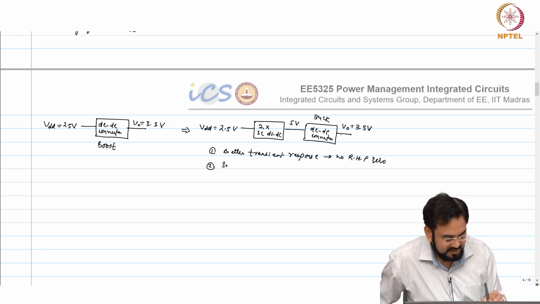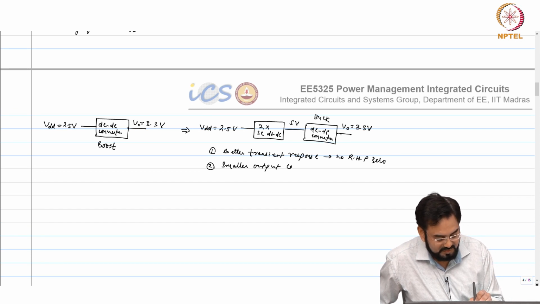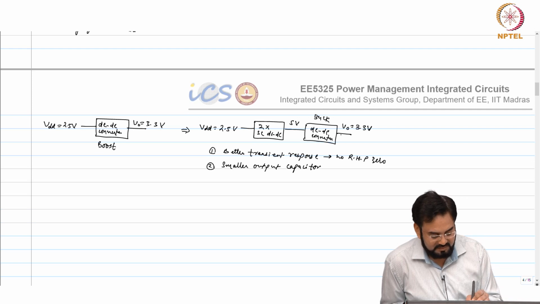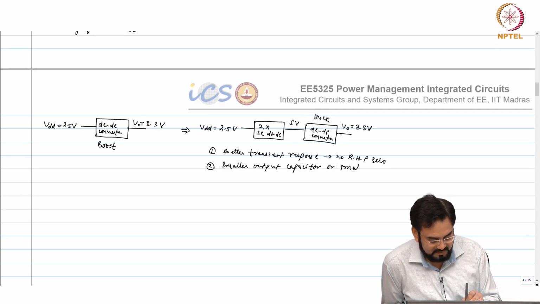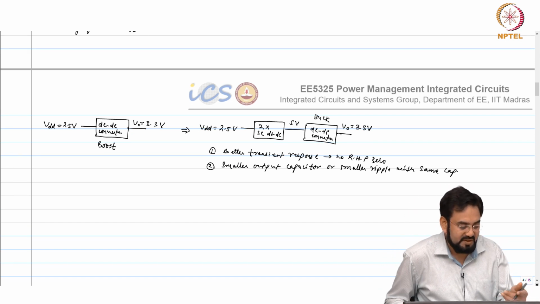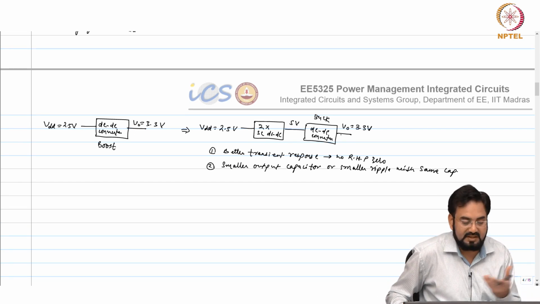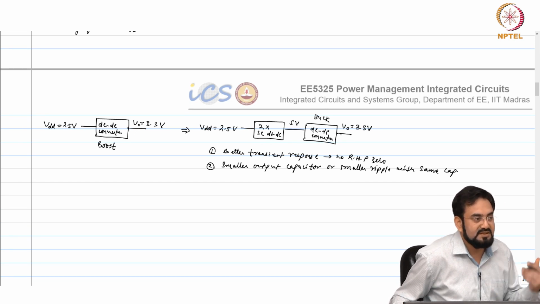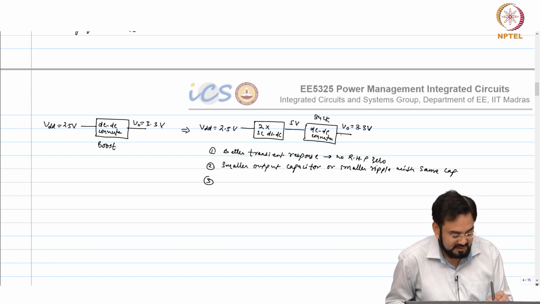Second advantage is smaller output capacitor or smaller ripple with same cap. Okay. So let us say you are putting 50 microfarad in boost. In the other case, if you put 50 microfarad, you will see ripple smaller compared to the other case.